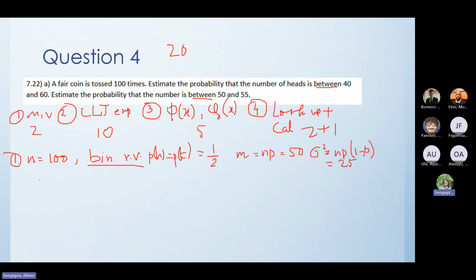Now what we have is the second part. Before going to the second part, we have to actually find out what is in between. So a fair coin is tossed 100 times. Estimate the probability that the number of heads, so we are calculating for the number of heads, is between 40 and 60. So when I form the expression of that, 40 is going to be at one end of the spectrum, 60 is going to be at the other end of the spectrum. Now, what we are trying to find out is basically this.